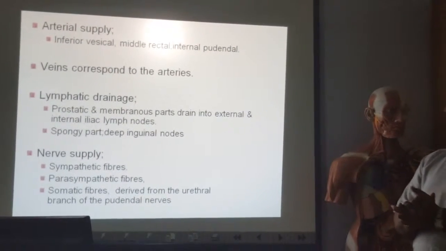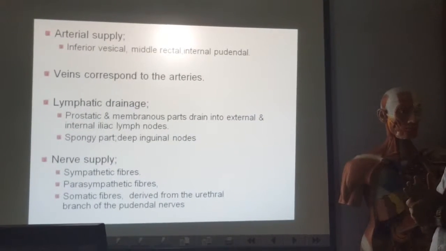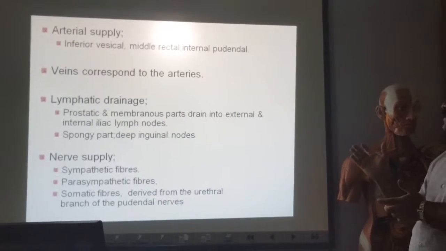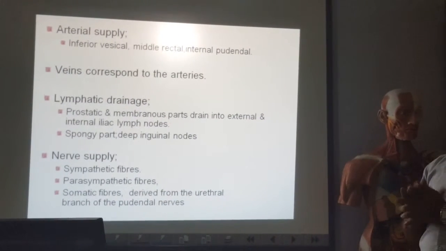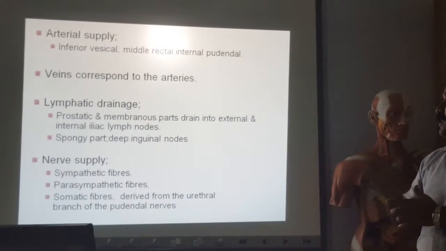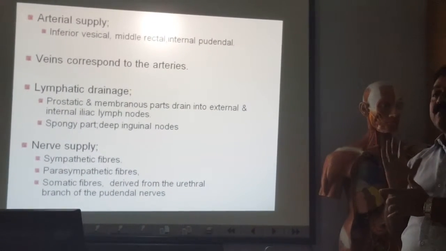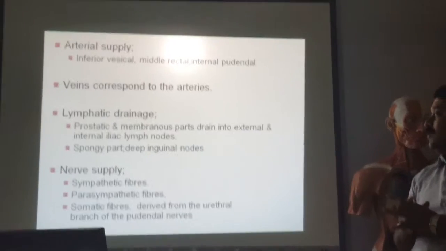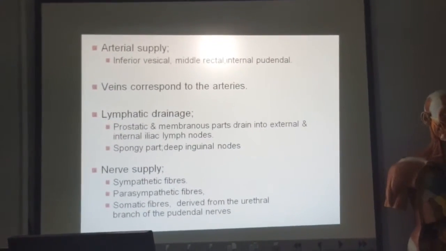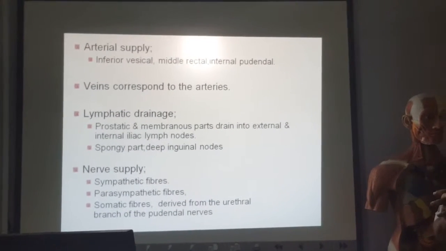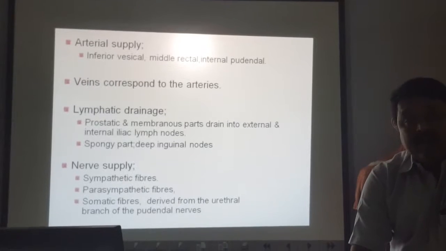About the lymphatic drainage, the lymph from the prostatic and membranous parts drains into the external and internal iliac group of lymph nodes, and the spongy part drains into the deep inguinal group of lymph nodes. The nerve supply is by sympathetic, parasympathetic, and somatic fibers. The somatic fibers are derived from the urethral branch of the pudendal nerves.